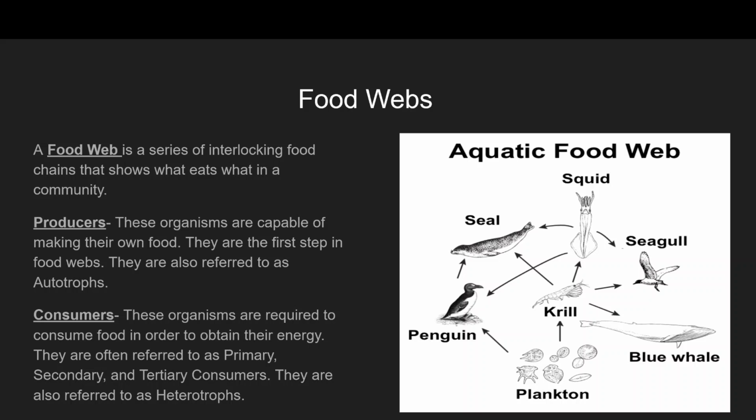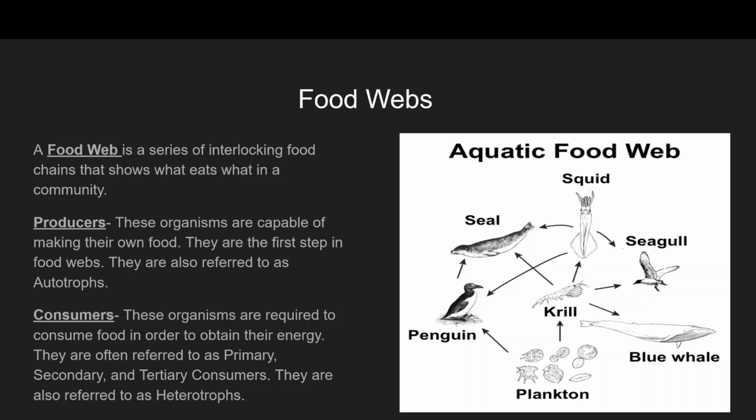So let's go to consumers. Consumers are organisms that are required to consume food in order to obtain their energy. They are often referred to as primary, secondary, and tertiary consumers. They are also referred to as heterotrophs. So if we just said that autotrophs are organisms that are capable of making their own food, what do you guys think a heterotroph is?